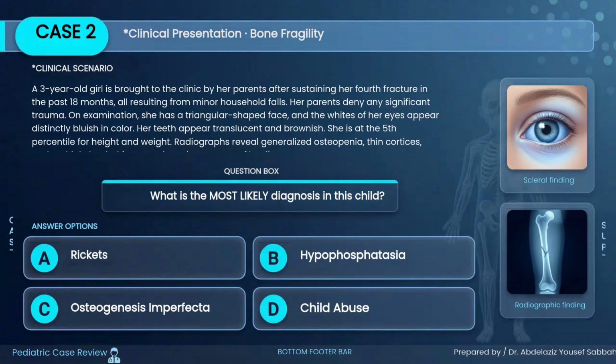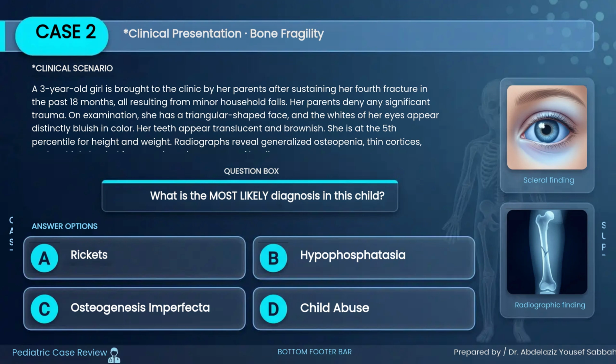Case 2. A 3-year-old girl is brought to the clinic by her parents after sustaining her 4th fracture in the past 18 months, all resulting from minor household falls. Her parents deny any significant trauma. On examination, she has a triangular-shaped face, and the whites of her eyes appear distinctly bluish in color. Her teeth appear translucent and brownish. She is at the 5th percentile for height and weight. Radiographs reveal generalized osteopenia, thin cortices, and multiple healed fractures in various stages of healing.